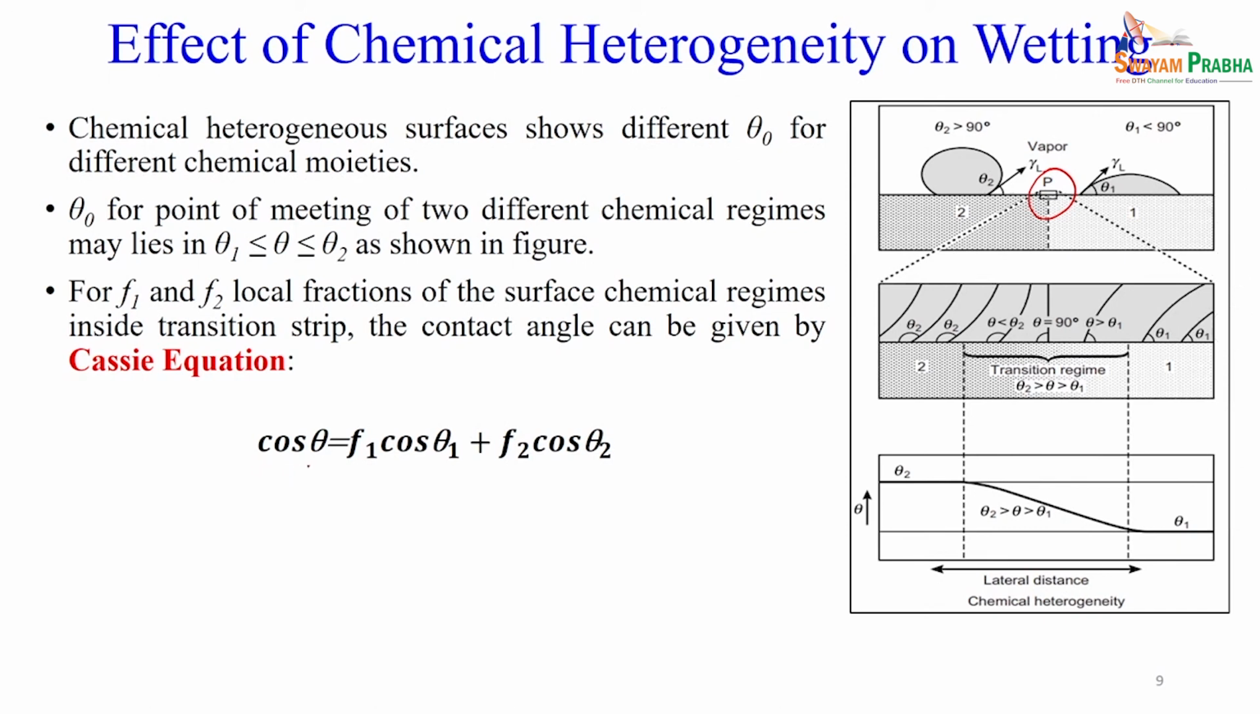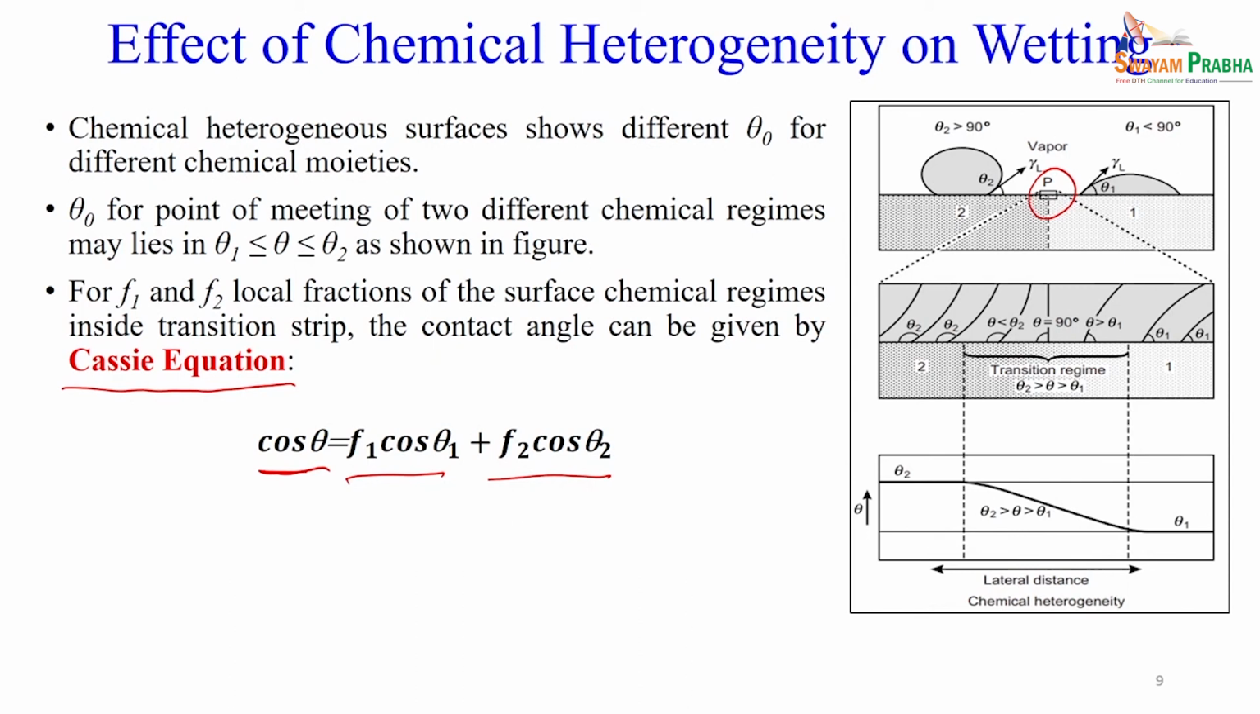So, you can say cos theta will be f 1 cos theta 1 plus f 2 cos theta 2, and this is known as the Cassie equation. So, the Cassie equation says the total surface energy is simply the sum of its constituents. f 1 is the fraction of 1 here, and f 2 is the fraction of 2. So, let us say a surface is made of two different groups and the fraction of one group is known to you, you should be able to calculate the fraction of the other group if it is completely covered.